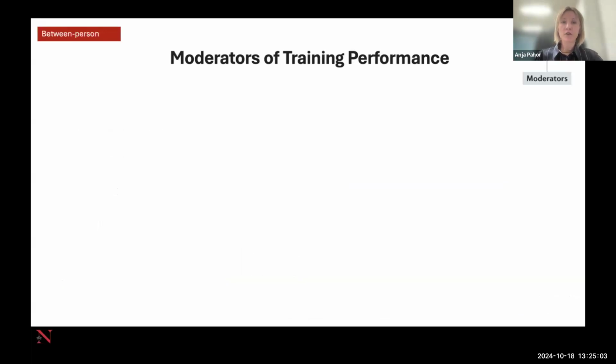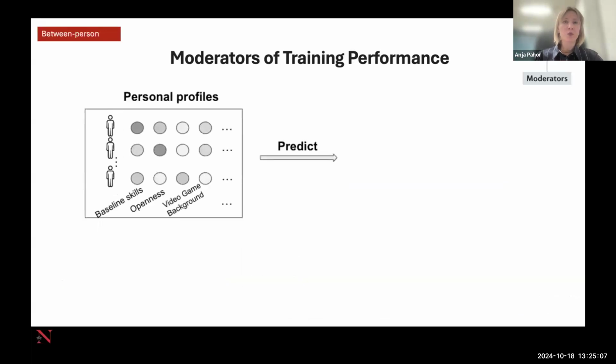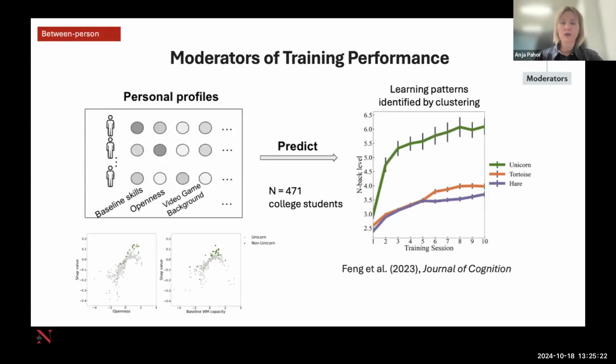And in a sample of college students this time that completed a working memory training intervention, we saw that participants who have a higher level of openness and stronger baseline working memory capacity were more likely to be classified as this high-performing group. So this study was not focused on training adherence, but training performance. And this group shown with this green line could be predicted by baseline working memory and openness.